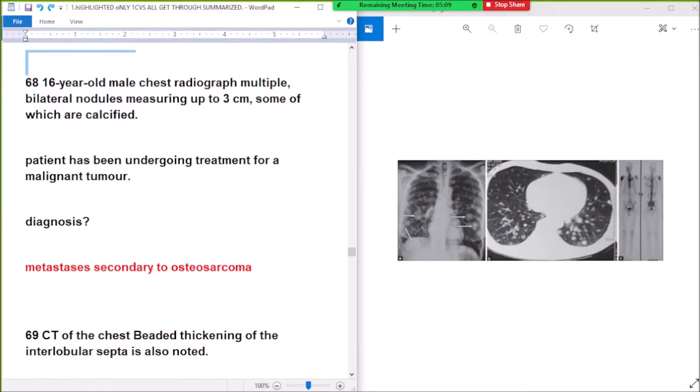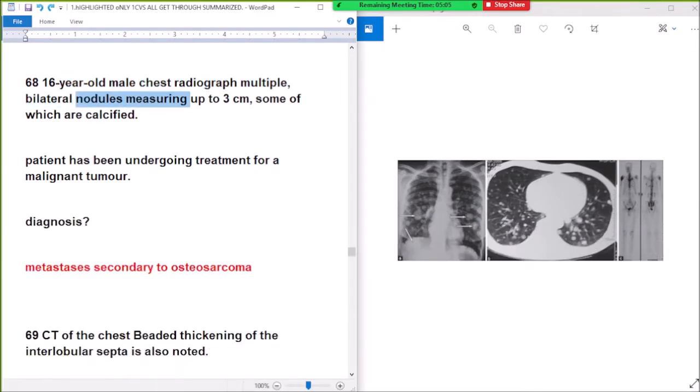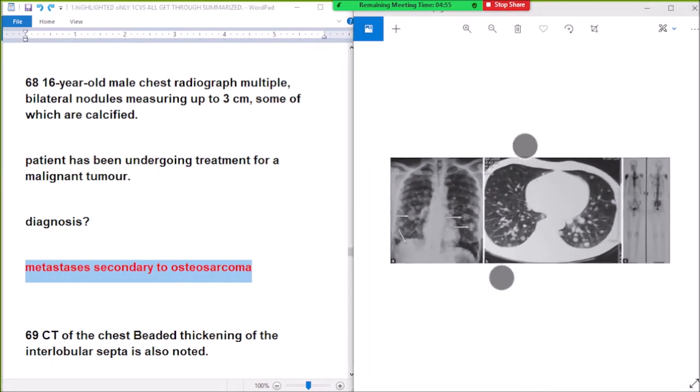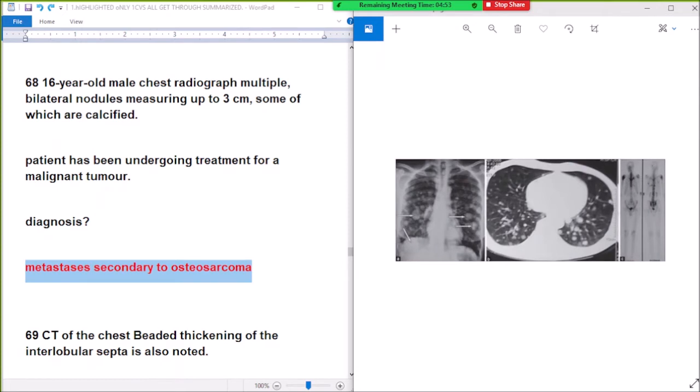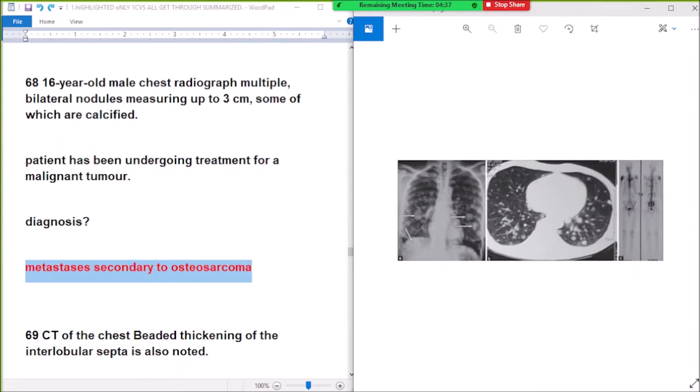Question number 68. 16-year-old male, chest radiograph has multiple bilateral nodules measuring up to 3 cm, some of which are calcified. Patient has been undergoing treatment for a malignant tumor, diagnosed as metastasis secondary to osteosarcoma. Chest radiograph shows multiple bilateral nodules measuring up to 3 cm, some of which are calcified. Diagnosed as metastasis secondary to osteosarcoma.